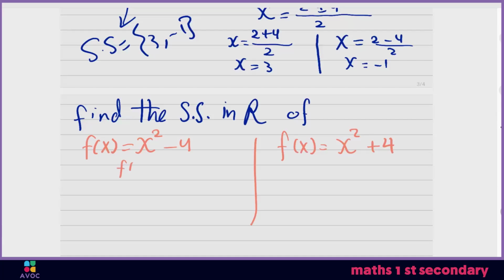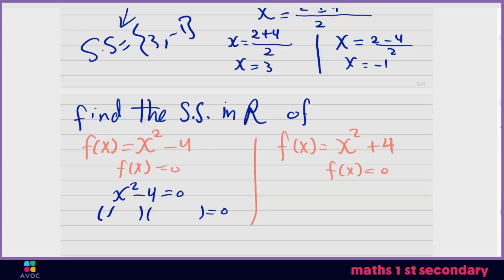When f of x equals 0, here also when f of x equals 0. Look at this, please. x power 2 minus 4 equals 0. How to find the solution set of this equation? I can use factorization here.